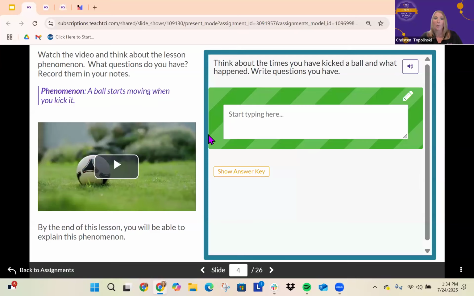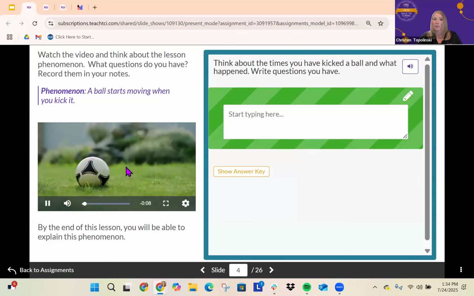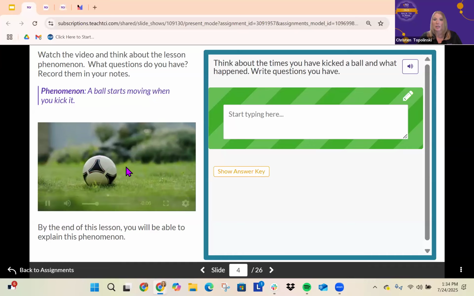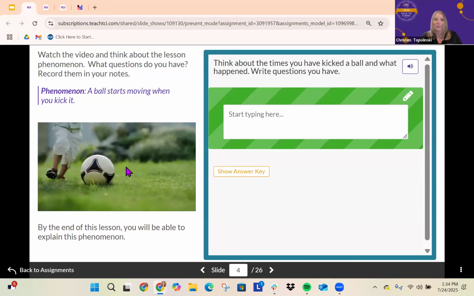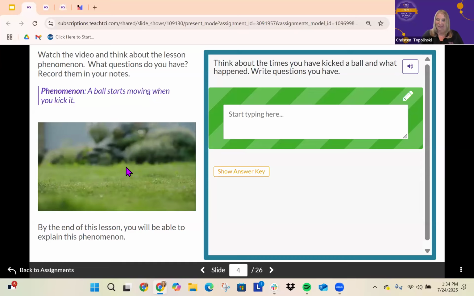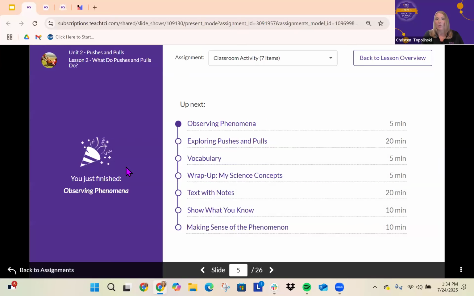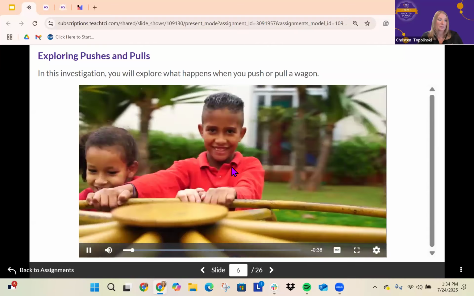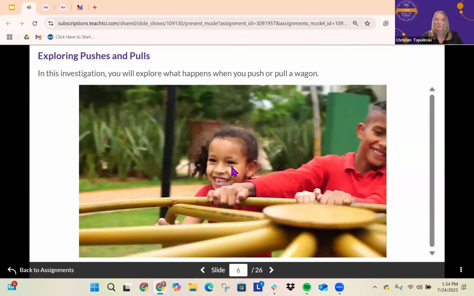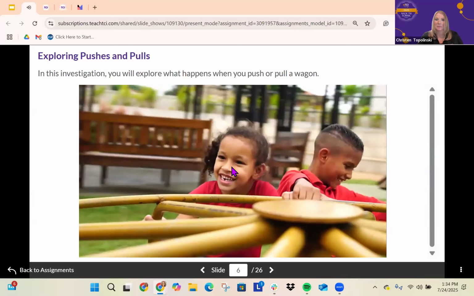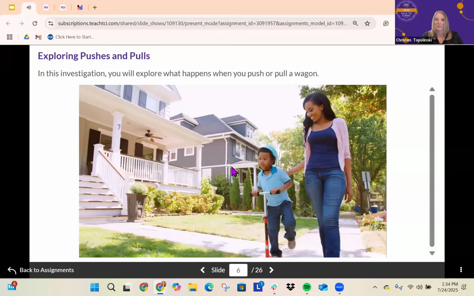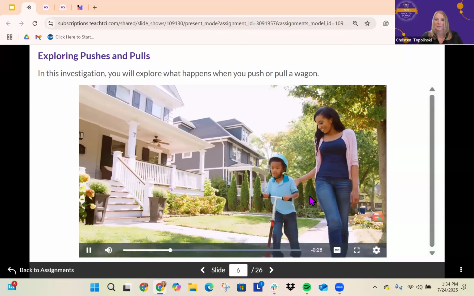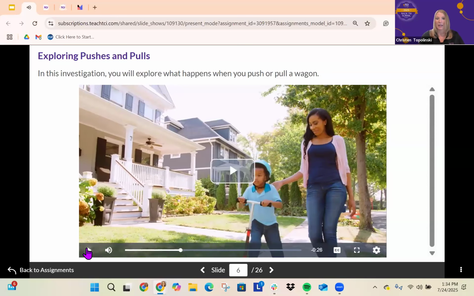There's always a little video clip, so you can watch the video. The student is kicking the ball in the video. Throughout this, they're going to be exploring pushes and pulls. There are other videos in here too. You can watch: I want to move something. You want it to go fast. What can you do to make it move? You push on the ground. Your scooter starts moving. Push harder, you go faster. You can kind of get the gist of that.